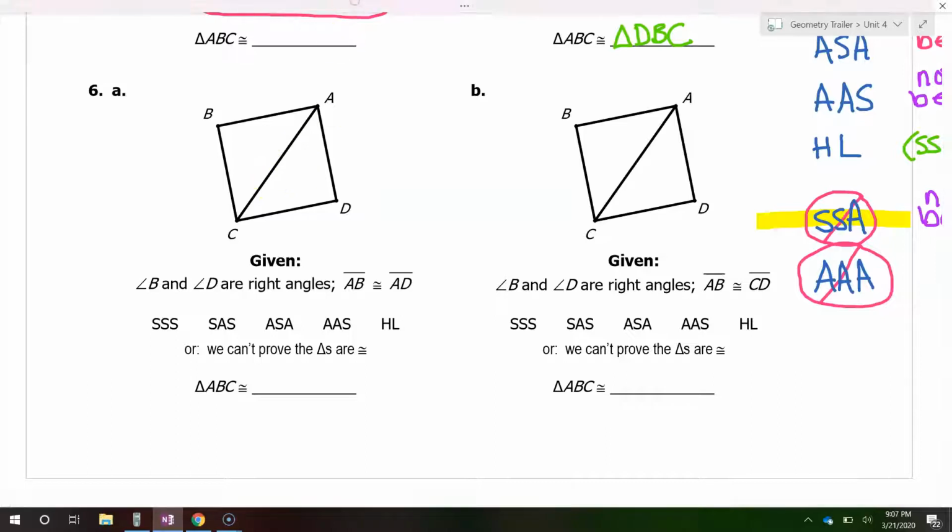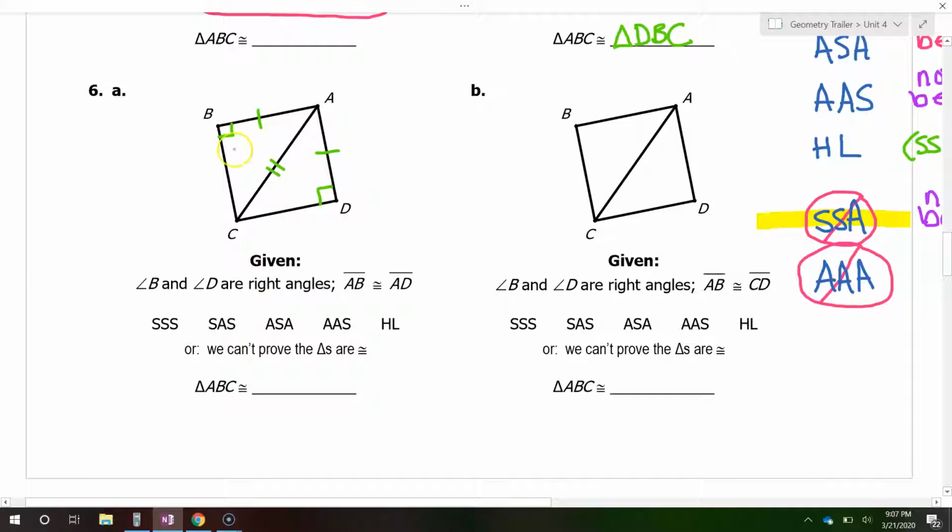Again, we have a shared side, so let's start with that. Let's go ahead and mark that. Angle B and angle D are right angles. Okay, interesting. So let's put the little box in there. These are right angles. In addition, we know that segment AB is congruent to segment AD. These are congruent. All right.